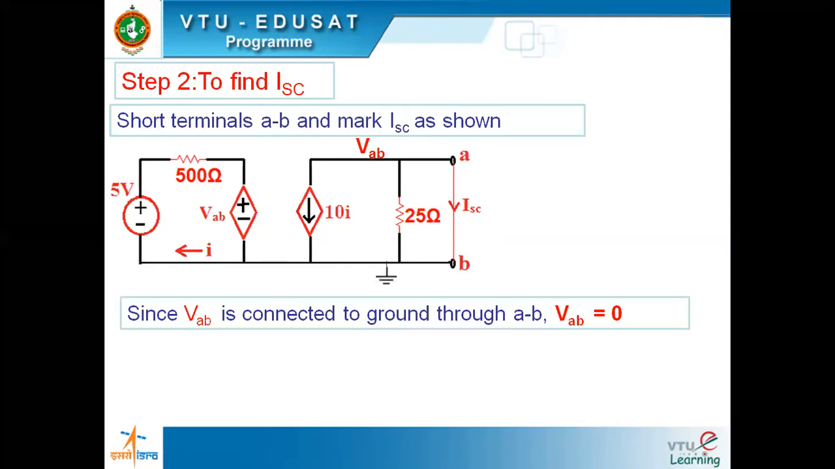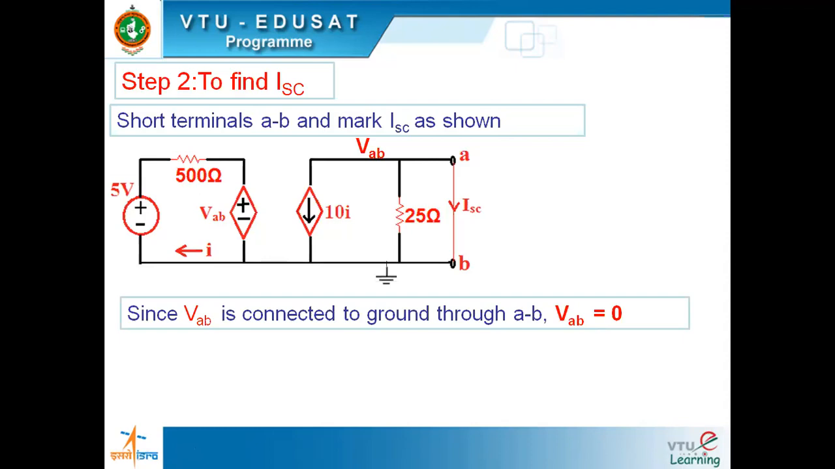Since VAB is connected to the ground, see, this is very important. This A is connected to B. What is B? B is ground. What is the voltage at B? 0. So if B is at 0 volts, A is also at 0 volts. Everybody understand that point? What is the voltage at node A? Voltage at node A is VAB. So VAB is also 0.